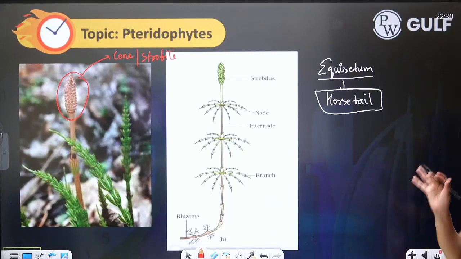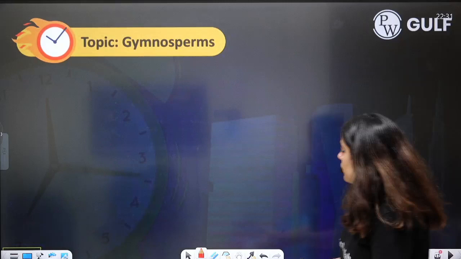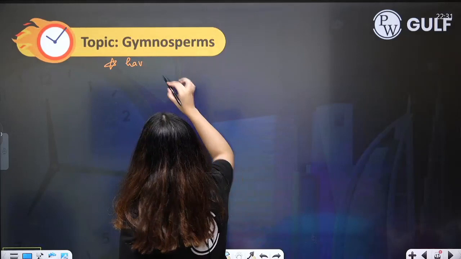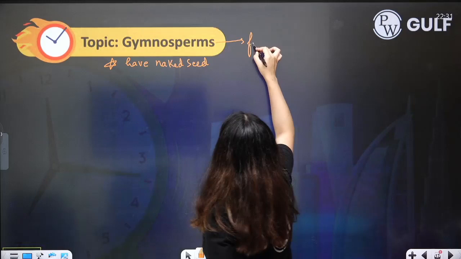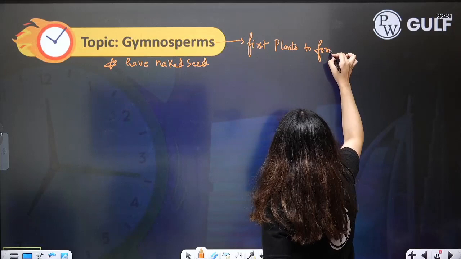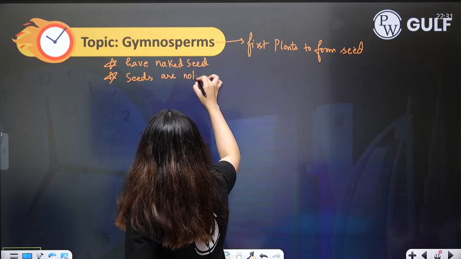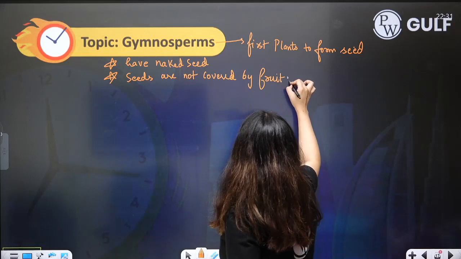Let's discuss gymnosperm. We are only going to discuss the brief of gymnosperms. Gymnosperms have naked seeds, which means they produce seeds. So they were the first plants to form seed. Why are their seeds naked? Because seeds don't have fruit. They are not covered by fruit wall.